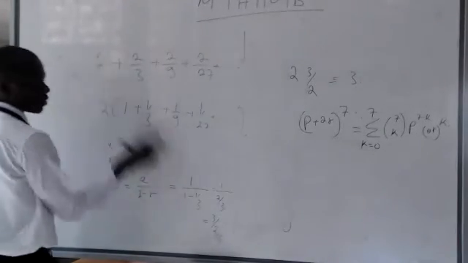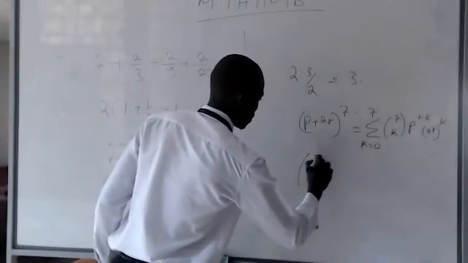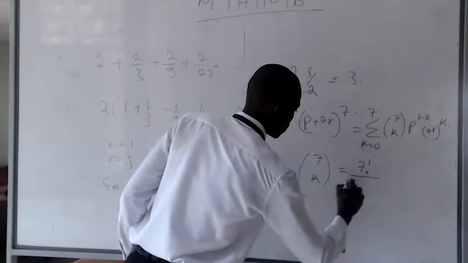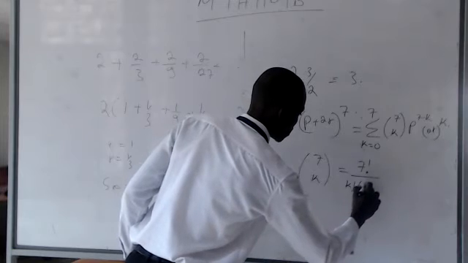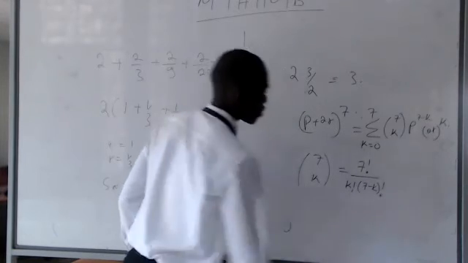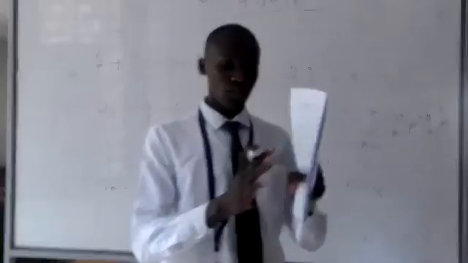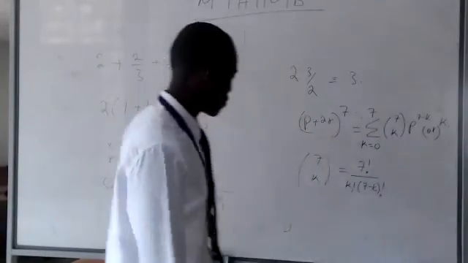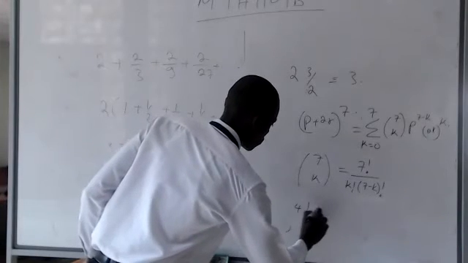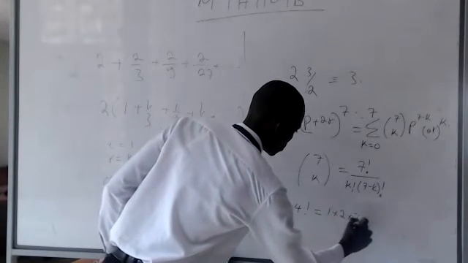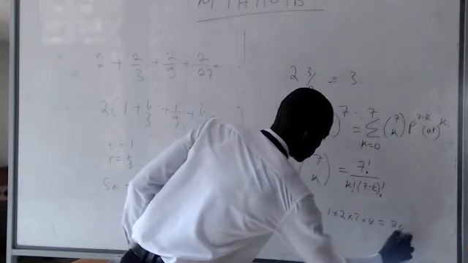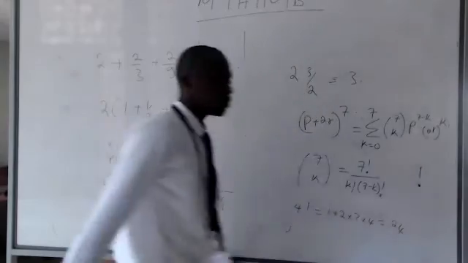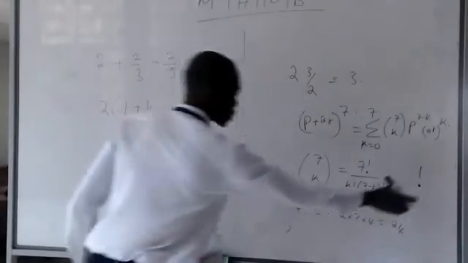Of course, we know that 7 combination k is going to be 7 factorial divided by k factorial times 7 minus k factorial, where factorial is simply you take the positive numbers up to the number and multiply them. So for example, 4 factorial is 1 times 2 times 3 times 4, which is 24. And in your calculator, there's this exclamation symbol that gives you the factorial. This is the factorial notation.